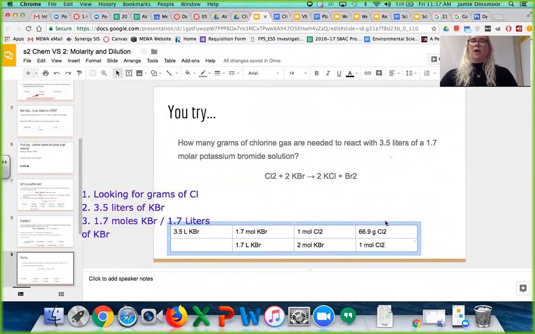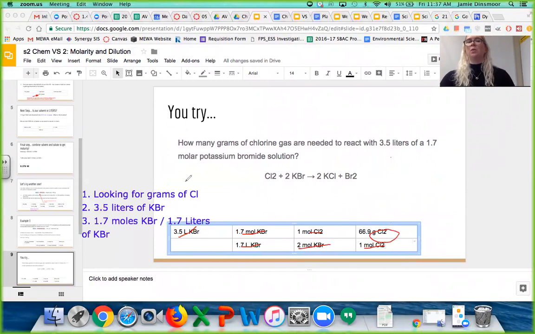So once we multiply all this stuff together, will we get the right things? Well, let's make sure our units cancel. We started with liters. Liters got canceled here. We're in moles of KBr. Moles of KBr got canceled. Chlorine, moles gets canceled. And we're left with grams of chlorine, right, which is exactly what we want. We're looking for grams of chlorine.